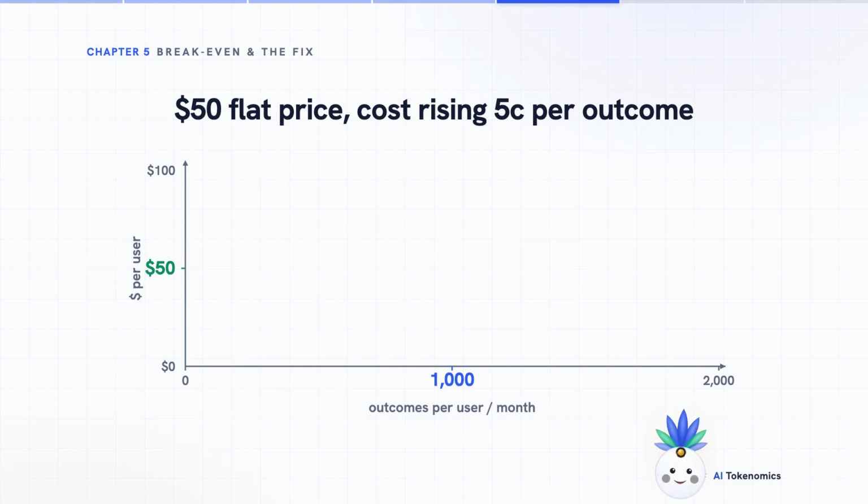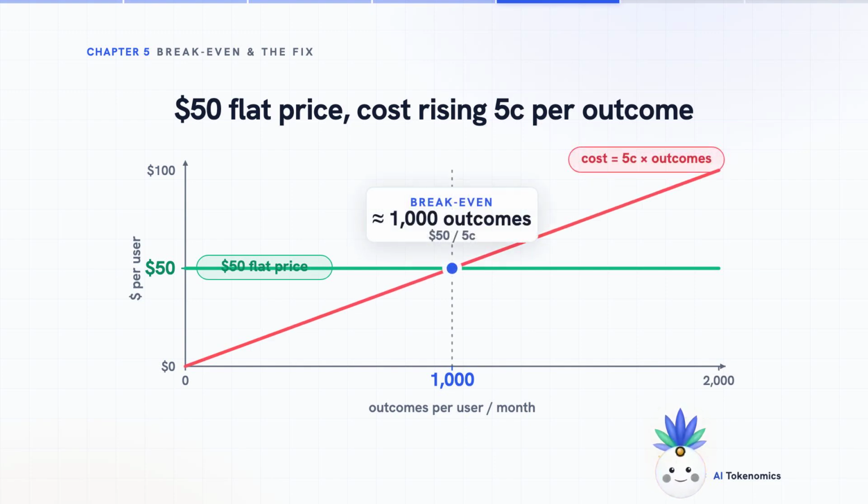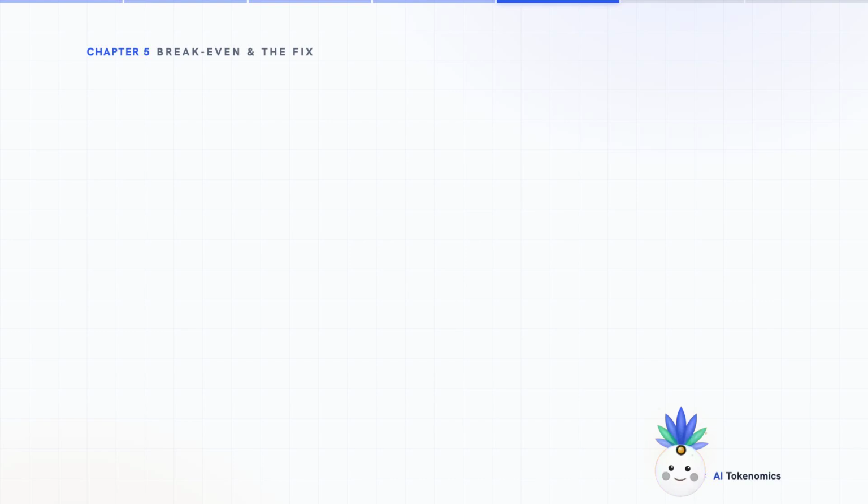The break-even line. At a flat $50 and 5 cents per outcome, your break-even is about 1,000 outcomes per user per month. That's just $50 divided by 5 cents. Above 1,000 outcomes, that user loses you money. Below it, they make you money. One number. Write it on the wall. Now watch the trap people fall into next.